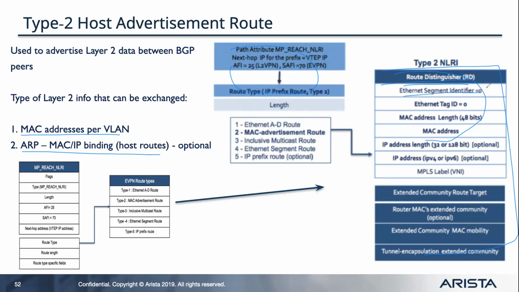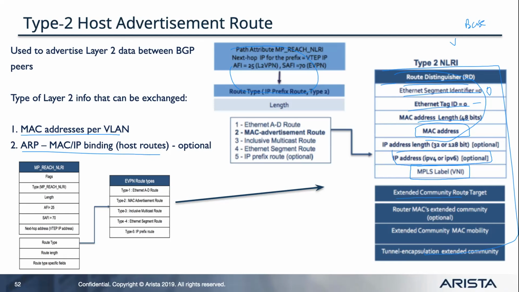The Ethernet segment identifier is 0 in case of MLAG. But if it is not MLAG, if it is multi-homed, then it will be the configured one, which we have seen before. The Ethernet tag ID also will be 0 for VLAN based, but for VLAN aware, it will have a VLAN value. Then the MAC address length and MAC address, so it will send out the MAC address which is learned. In case of MAC plus IP, it will also send out the IP address and the VNI label.